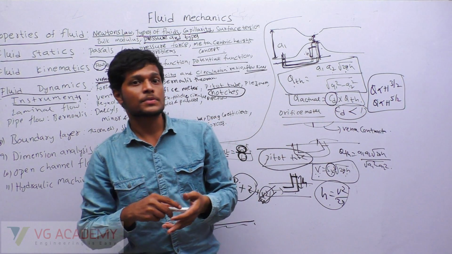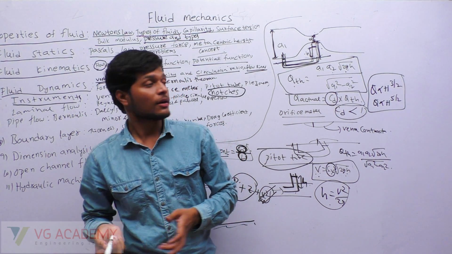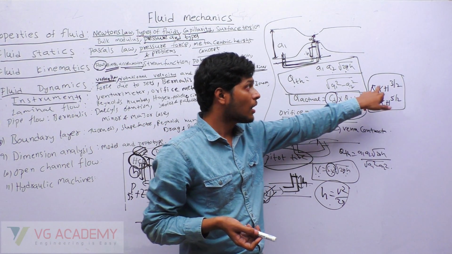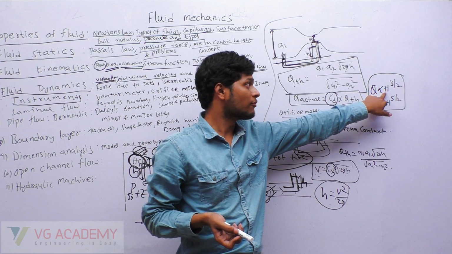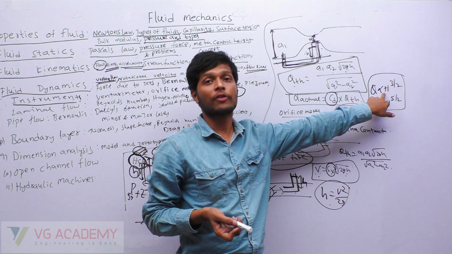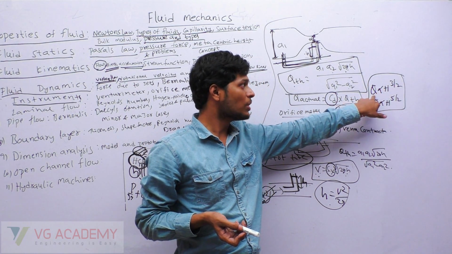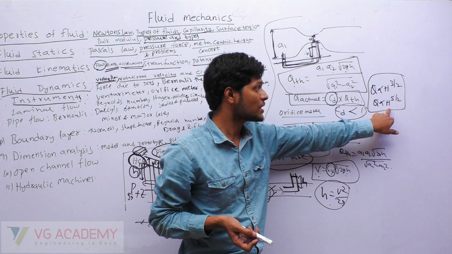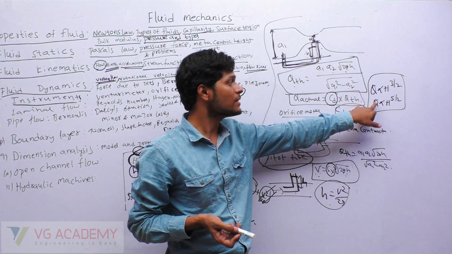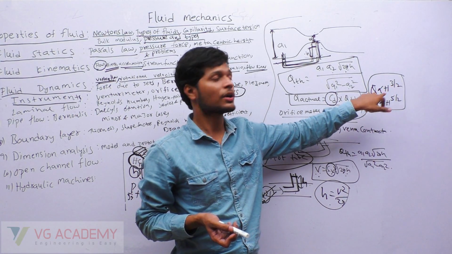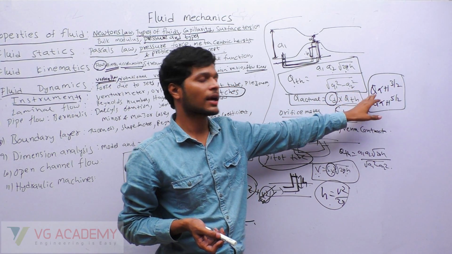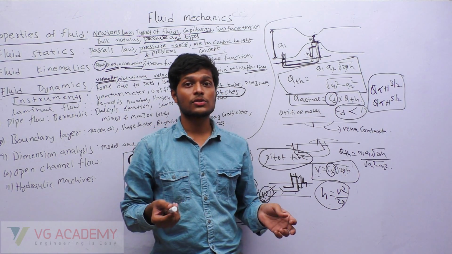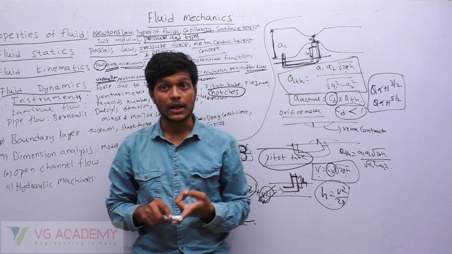In solving some problems, they may ask a question like, with respect to change in head, how much will Q change? So here if you differentiate this, you get 1.5 times. Means Q will change 1.5 times if you change the head. Similarly, Q will change 2.5 times if you change the head value in the triangular notch. Okay. Notches are also used to find the discharge in channels.